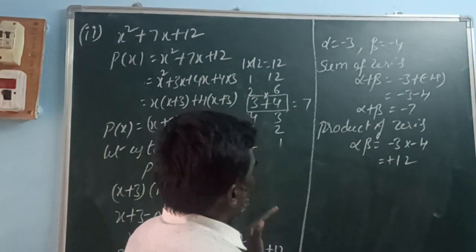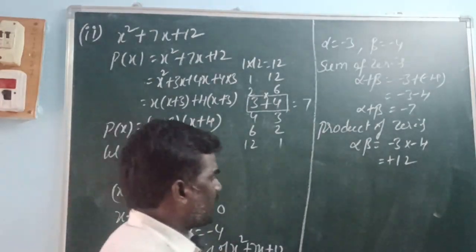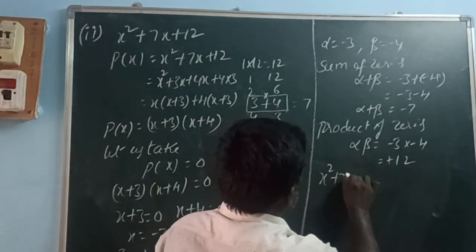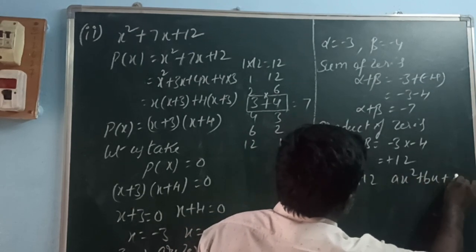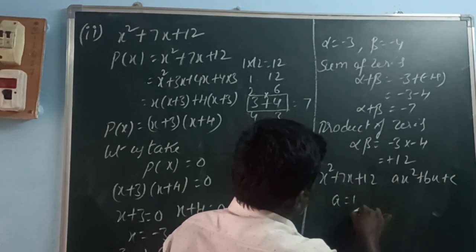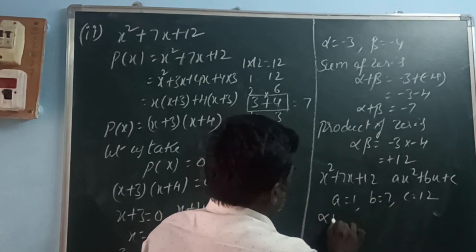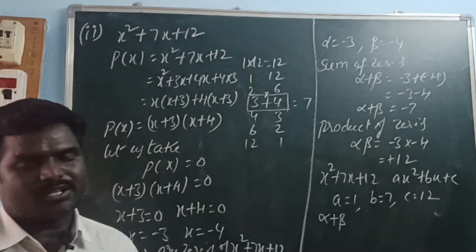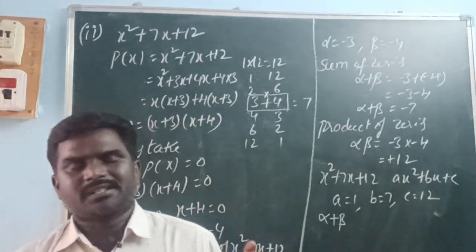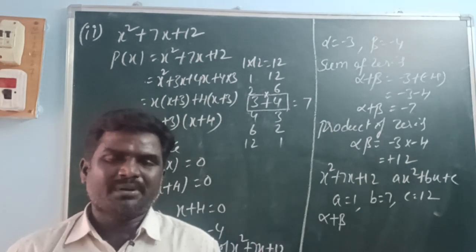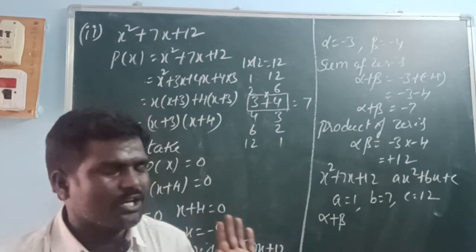So here the given quadratic polynomial, x square plus 7x plus 12, we can compare with the general form of quadratic polynomial ax square plus bx plus c. Then when you compare, a is equal to 1, b is equal to 7, c is equal to 12. So what is the relation between the zeros and coefficients? The sum of the zeros is equal to minus b by a. Product of zeros is c by a. Minus b by a means minus coefficient of x by coefficient of x square. C by a is constant by coefficient of x square.